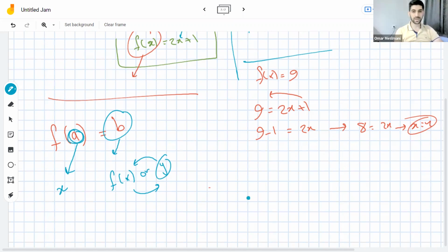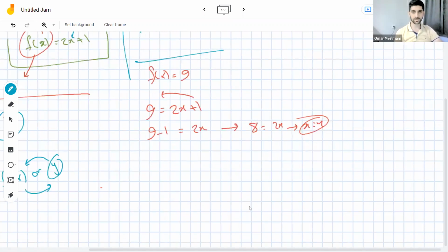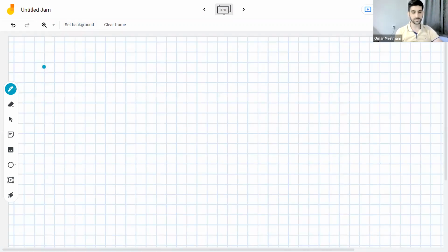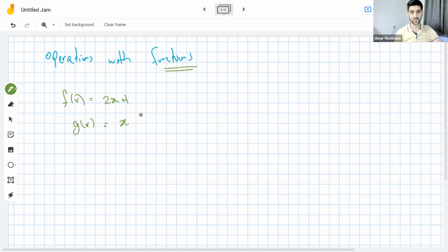All right, now I'm going to talk about the operations with functions. Okay, so the operation with functions. First of all, if you have two functions at the same time, f(x) equals something, and I have g(x) equals something else, x squared minus 3 as an example.